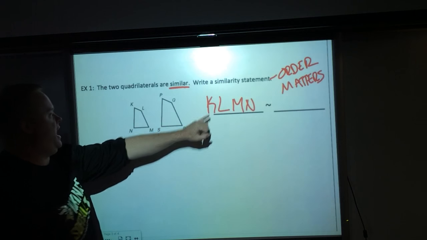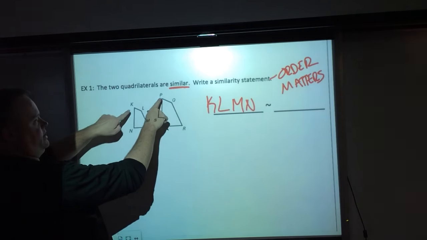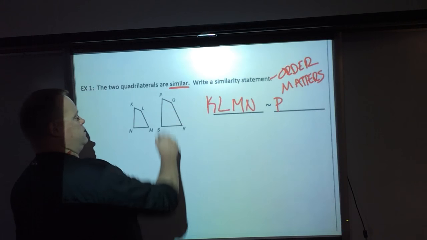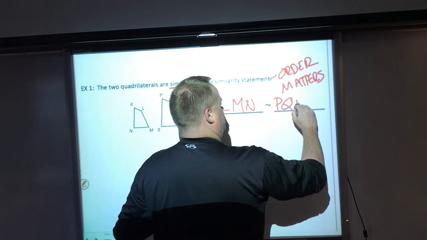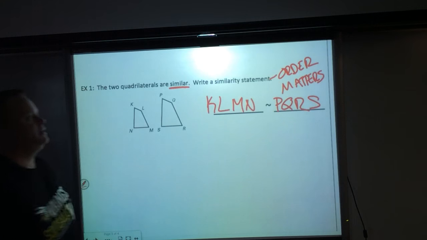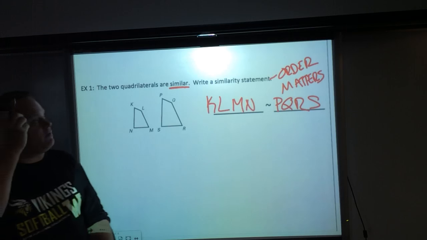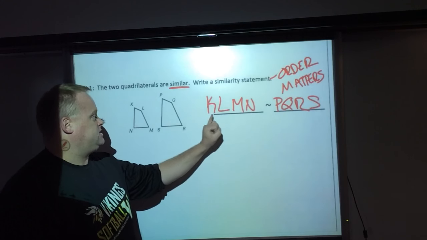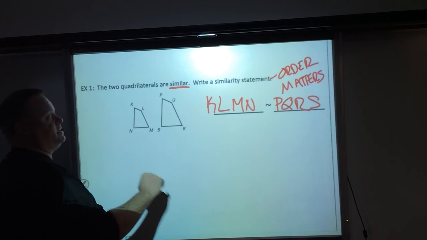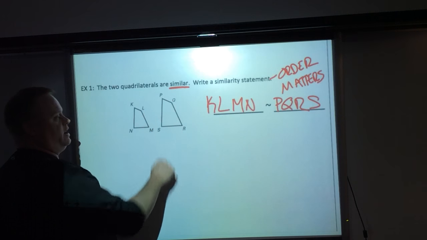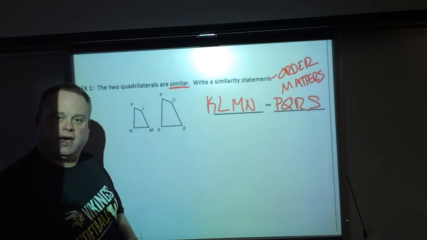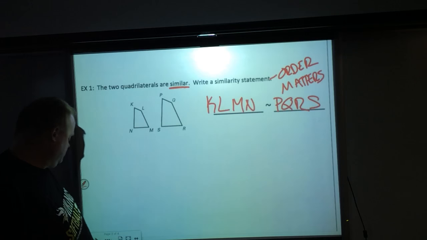If I started with K, the one that's similar to it is point P. And I'm going to go in the correct order. Q is next, followed by R, and last but not least, S. So when we're writing the similarity statement, polygon KLMN is similar to polygon PQRS, making sure that the order of them matches. All right, moving on.